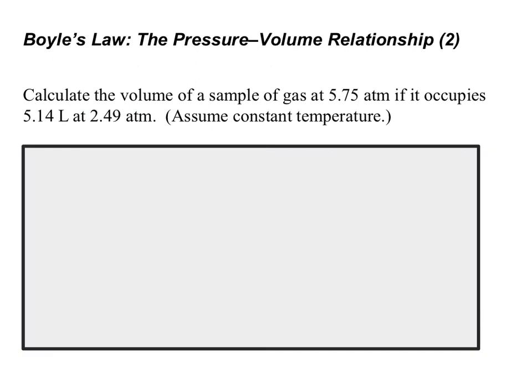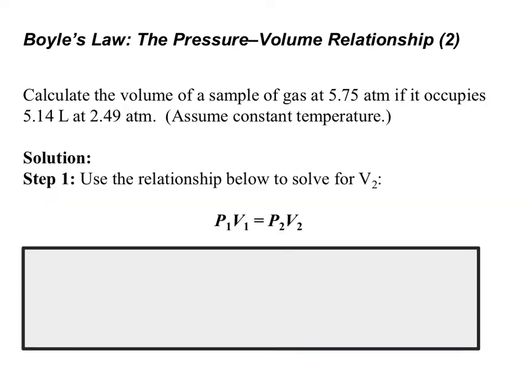Let's try this concept out. Calculate the volume of a sample of gas at 5.75 atmospheres if it occupies 5.14 liters at 2.49 atmospheres. So assuming constant temperature, we are given one pressure and one volume, and we are asked for a volume when we are given another pressure. So we should use P1 V1 equals P2 V2. Voila.